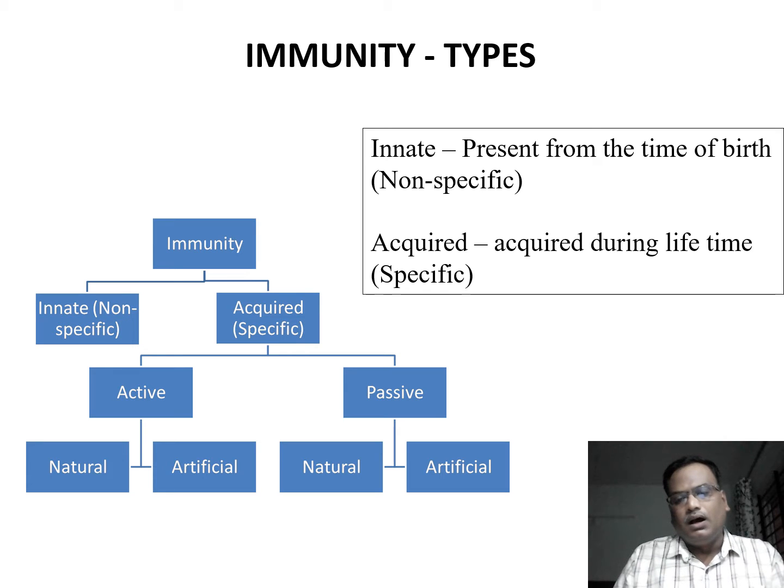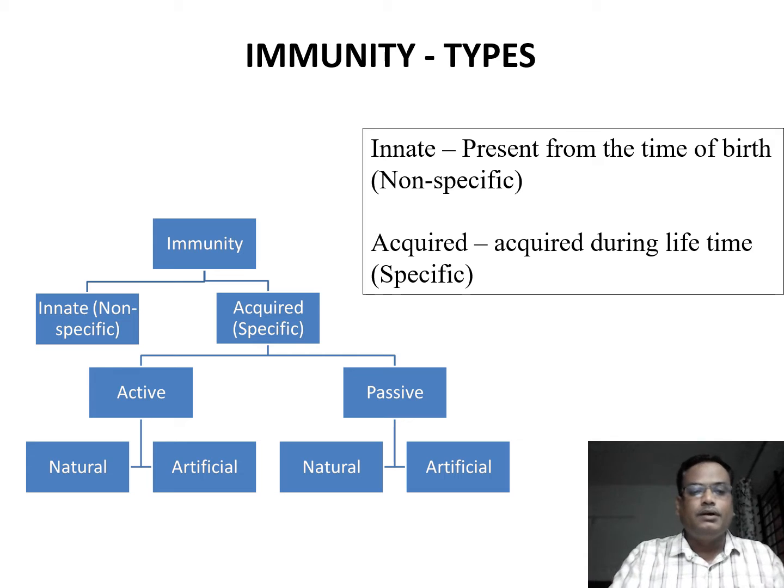Now, we can identify different types of immunities. We identify two main types of immunity. One is innate immunity, which is also called non-specific. This type of immunity is present from the time of birth. And then acquired immunity. The immunity which is acquired during the lifetime of a person is called acquired immunity.